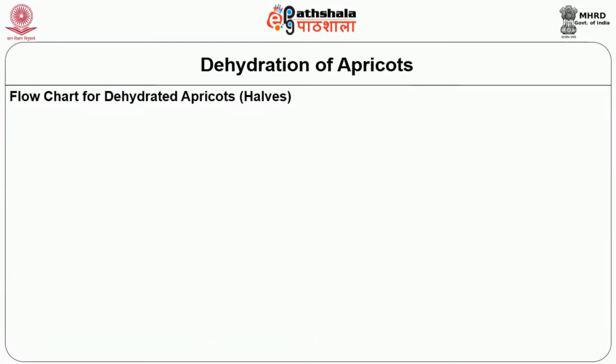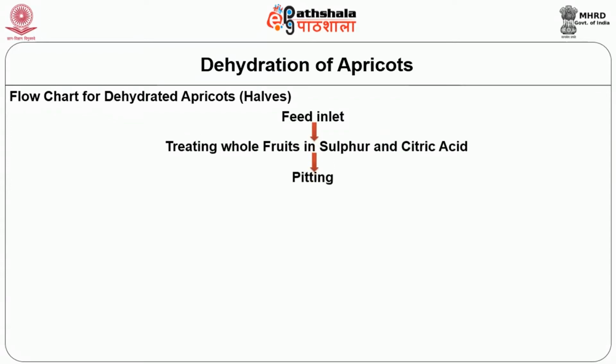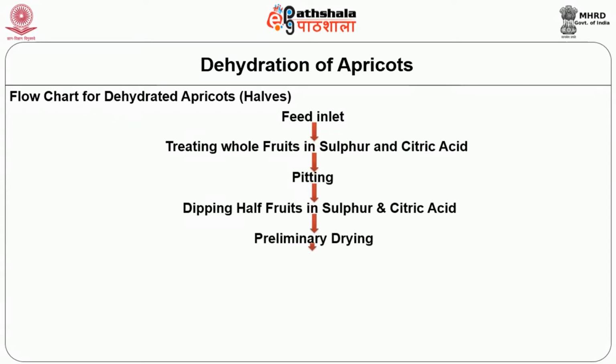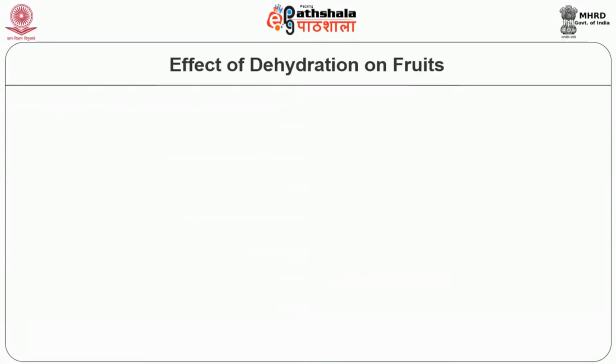Let us discuss the flow chart for apricot dehydration. The first step goes from the feed inlet towards sulfur and citric acid treatment, followed by pitting, then dipping the half fruits in sulfur and citric acid, followed by preliminary drying, blanching, final drying, quality grading and packing. The effect of dehydration on fruits will be discussed as follows.